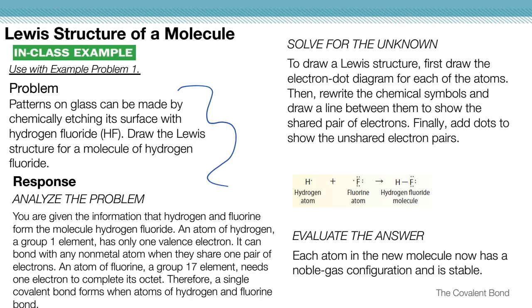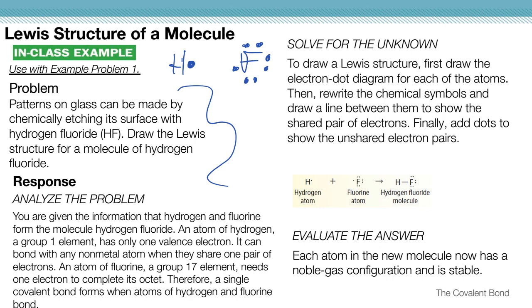So you're going to find these on a periodic table. I know that hydrogen is in group 1. I also know that fluorine is a halogen, which means it's in group 17, which means it's going to have 7 valence electrons, right?